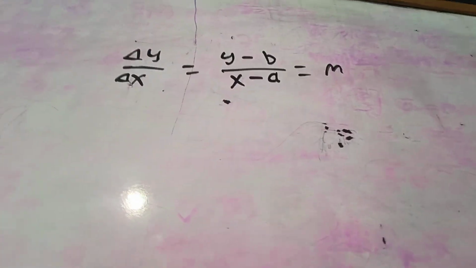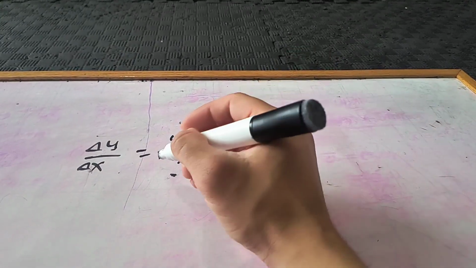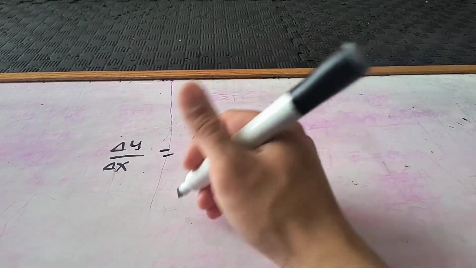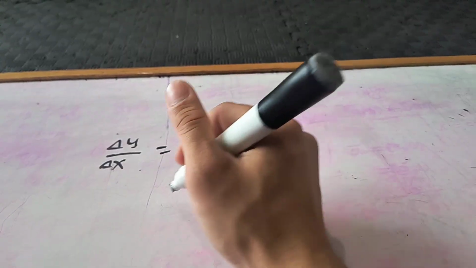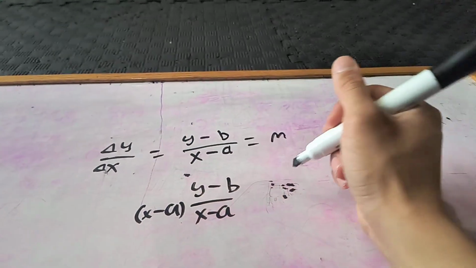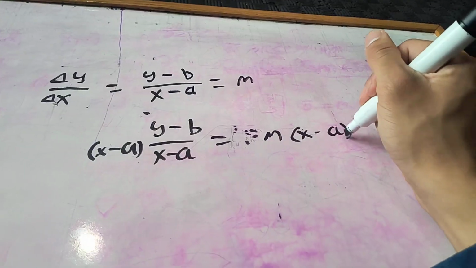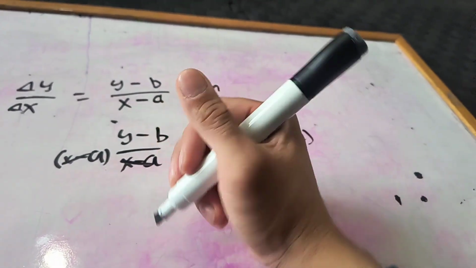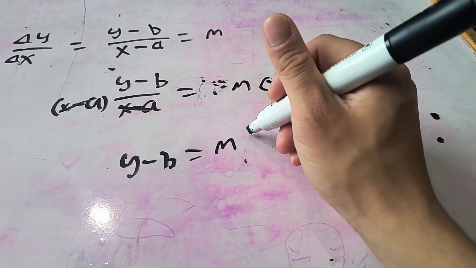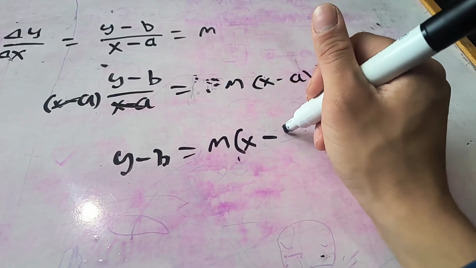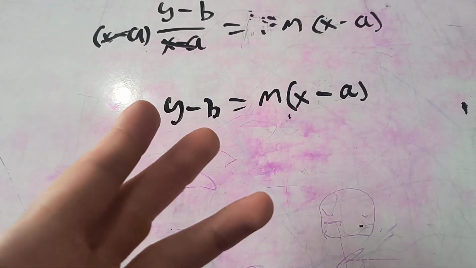But there's a better way to write it. If we multiply both sides by X minus A, we keep Y minus B over X minus A times X minus A is equal to M times X minus A. And this cancels out, and we get Y minus B is equal to M times X minus A. And this form of an equation is called point slope form, I believe.